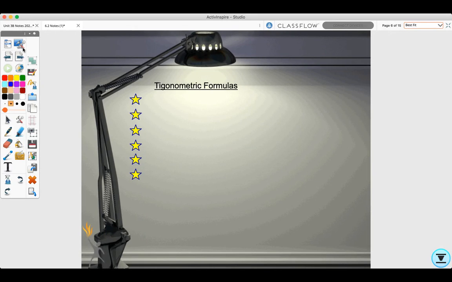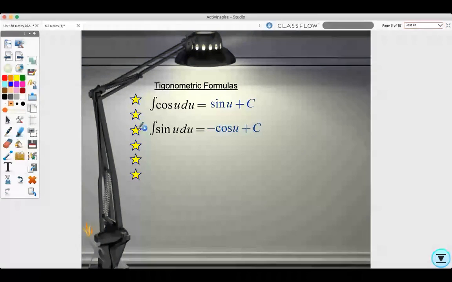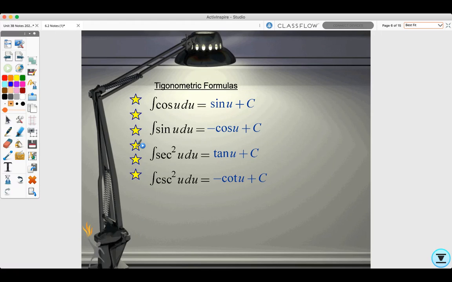Trigonometric formulas. The antiderivative of cosine u is sine u plus c. The antiderivative of sine u is negative cosine u plus c. The antiderivative of secant squared u is tangent u plus c. The antiderivative of cosecant squared u is negative cotangent u plus c. The antiderivative of secant u tangent u is secant u plus c. And the antiderivative of cosecant u cotangent u is negative cosecant u plus c.